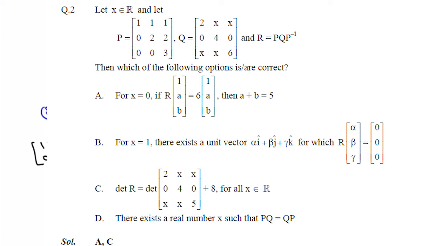Now, interestingly, there was this question in JEE 2019, which you can generally solve using matrix multiplication, but that way it was very lengthy. But if you know the concept of eigenvectors, then the question was fairly simple. Here we are given two matrices P and Q, where Q is variable, and we have defined R equals PQP inverse, then which of the following options is or are correct?